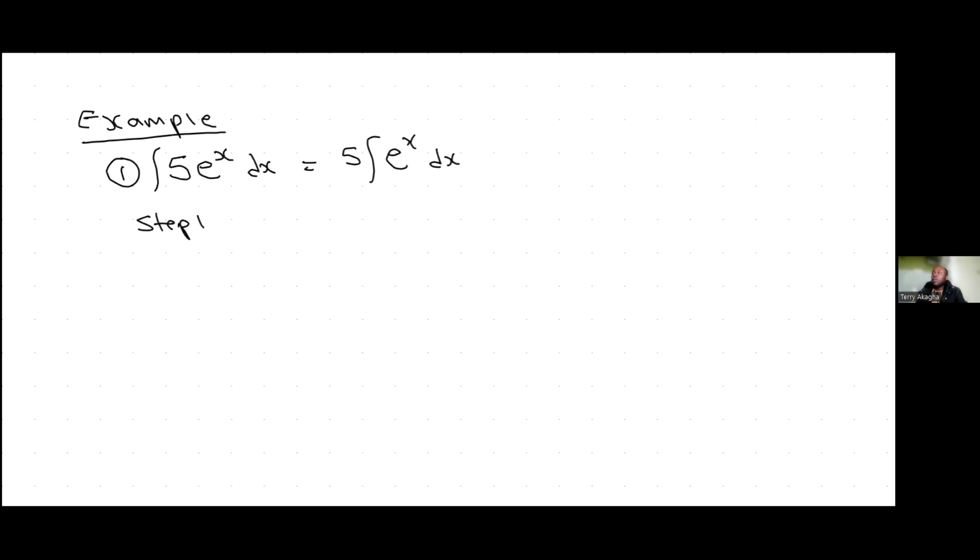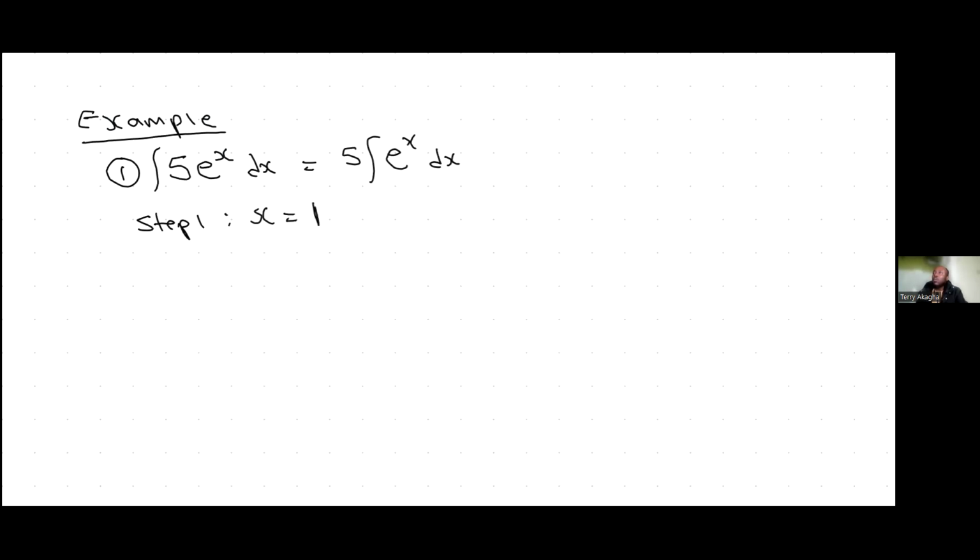So step 1, we said you have to differentiate the power. When you differentiate x, it's going to give us 1. Does that make sense? So we have to differentiate the power first. When you differentiate x, it's going to give you 1.